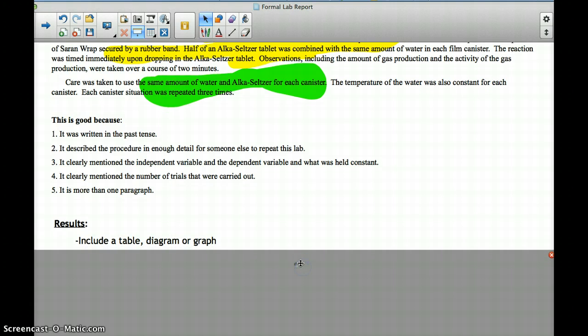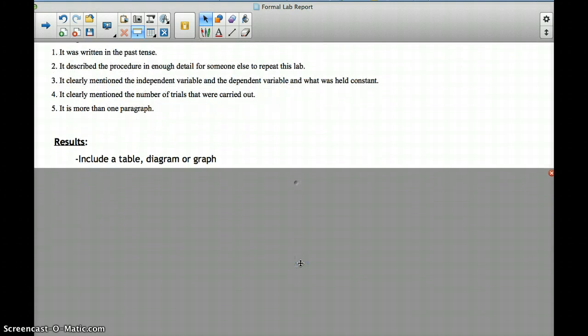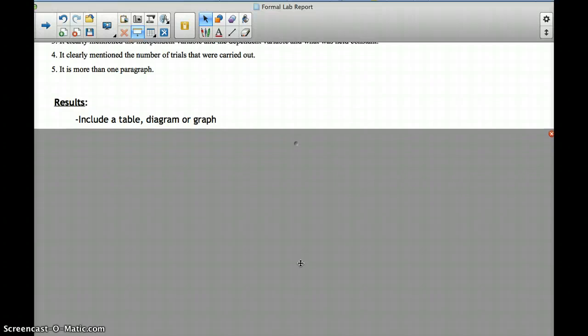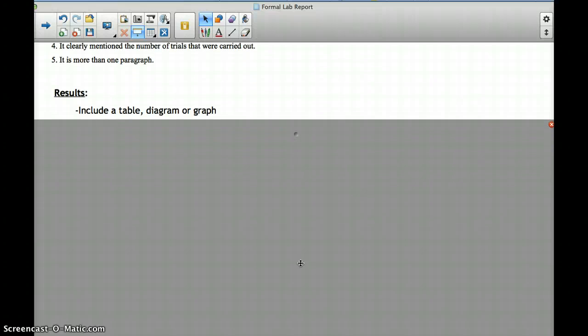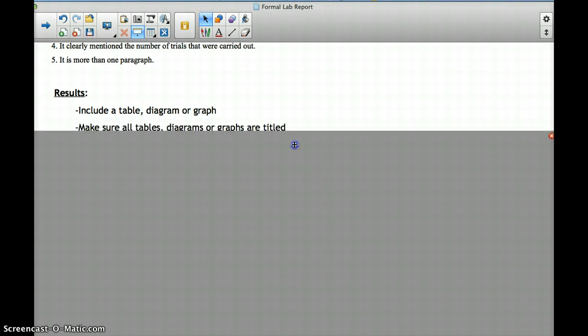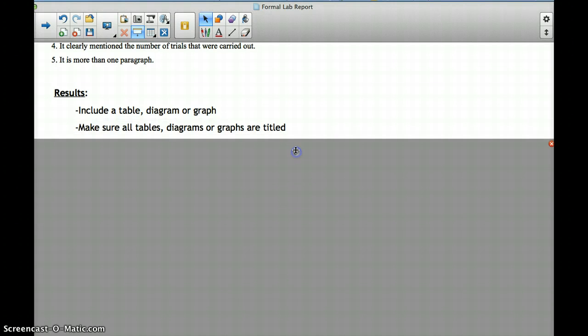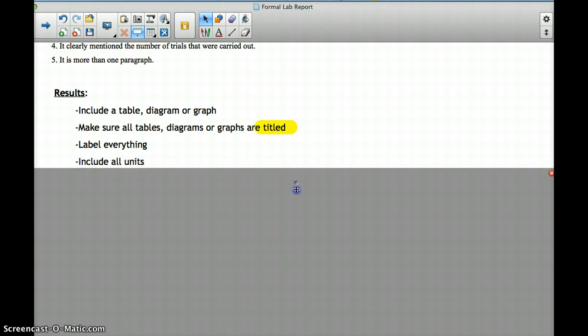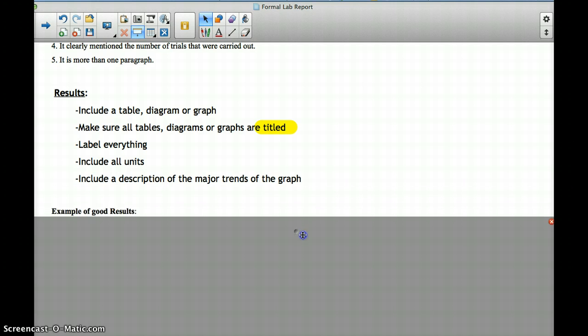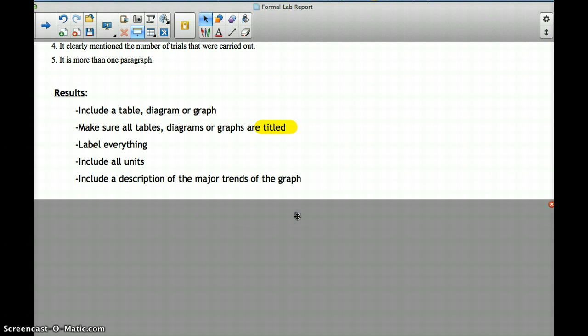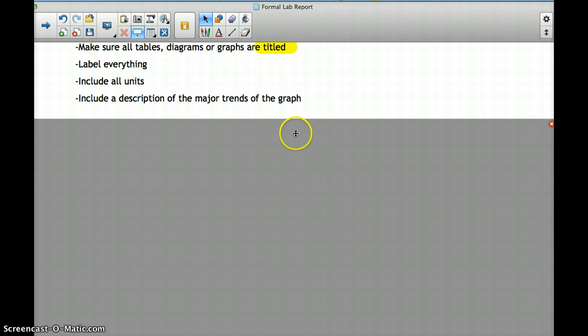Okay, the results. Now this is going to be new. You should be including a table, diagram, or graph. For this particular lab where we're eating stuff, you're just going to be including a table. You're not actually going to be graphing anything. However, as mentioned before, you need to make sure that your table or graph is titled. You guys know this. You had a quiz on it already. Label everything, include units, include a description of major trends in the graph. Again, you're not using a graph in this particular experiment, but that's okay.